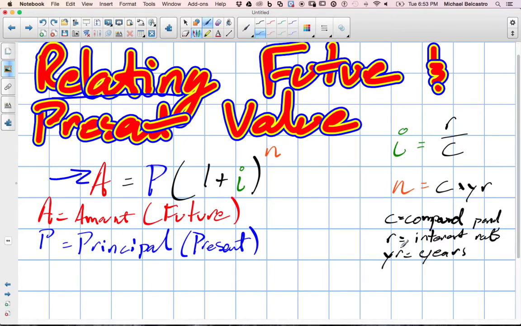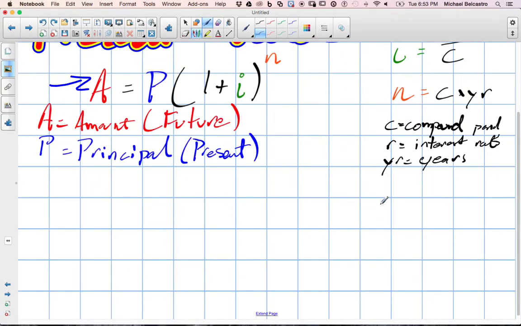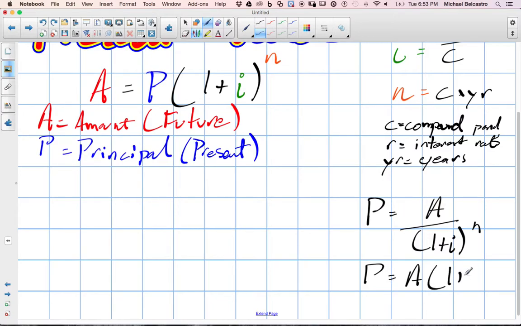They might also show you a formula that looks like P equals A divided by 1 plus I to the power of N. It's the exact same, just with a negative exponent. Good that you noticed that already. So these two things are already the exact same, and there's really no need to memorize both. One of them is sufficient.